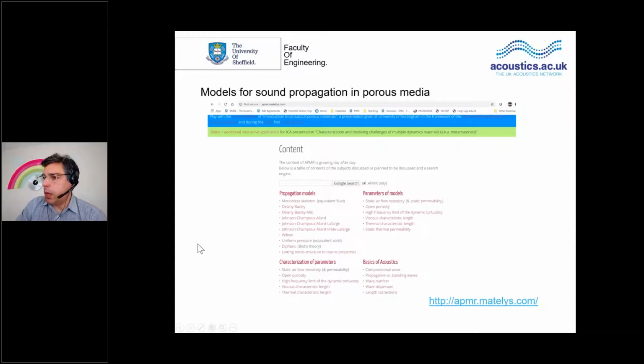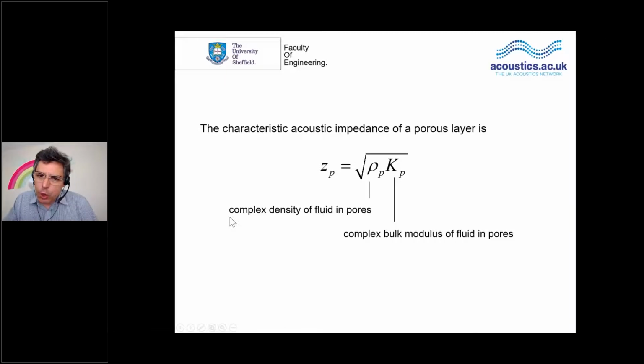Now then, let's go back again. Let me talk a little bit about how normally these models convert non-acoustic parameters of those pores into acoustical properties. Mostly, what they do is define the density of the fluid in each of those pores, and define the equivalent bulk modulus of the fluid in these pores. If we multiply these two and take the square root of it, we can predict the characteristic acoustic impedance.